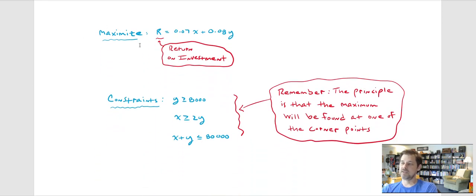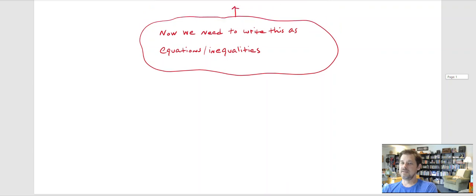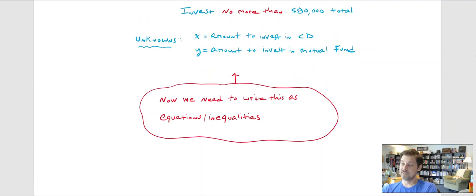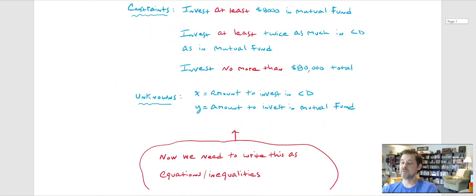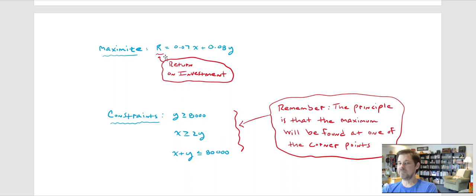The thing I want to maximize, the return on investment, would be, I'll say R for return. It said that the CD yielded 7%. I remember reading that even though I didn't write it down. Yes, the CD yields 7%, the mutual fund yields 8%. So all we mean by that in terms of this problem is that the return on investment will be 0.07 times the amount invested in the CD plus 0.08 times the amount invested in the mutual fund. That's how you calculate the return on investment. Okay? Alright, so that's what I want to maximize.